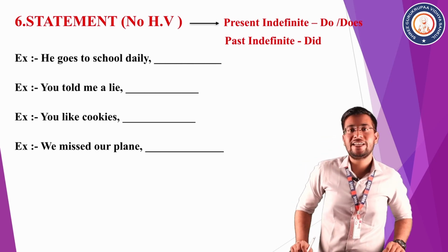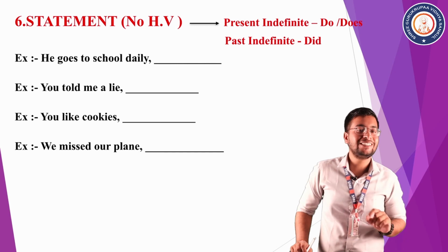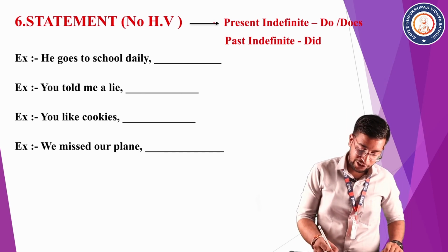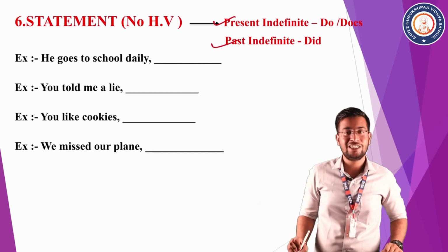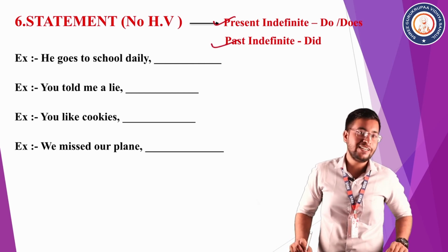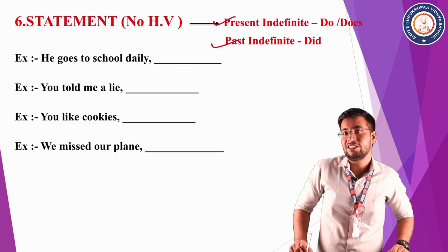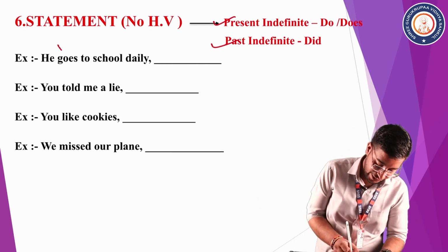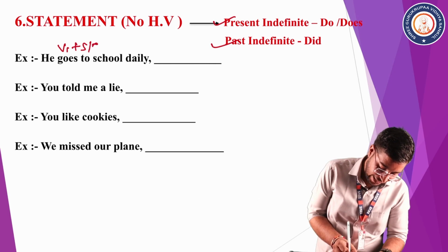If you look at this statement very carefully, you will observe that there is no helping verb in the statement. And if there is no helping verb, then it is either present indefinite or past indefinite. Now tell me, what type of statement is this? This is an example of present indefinite, because in present indefinite we use V1 plus s/es.